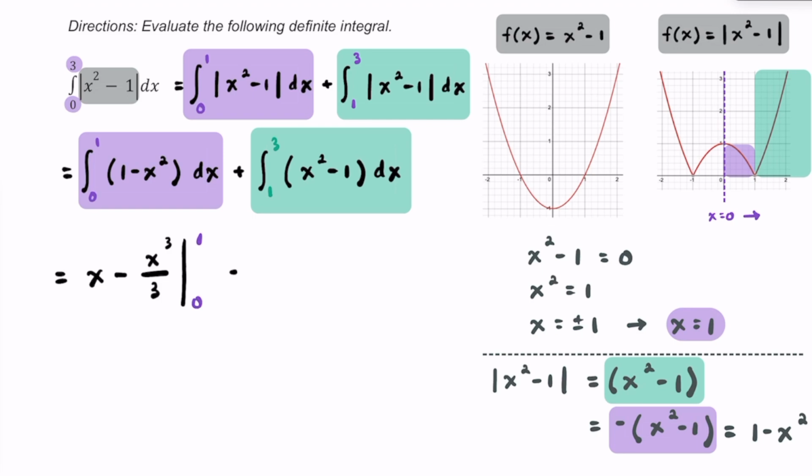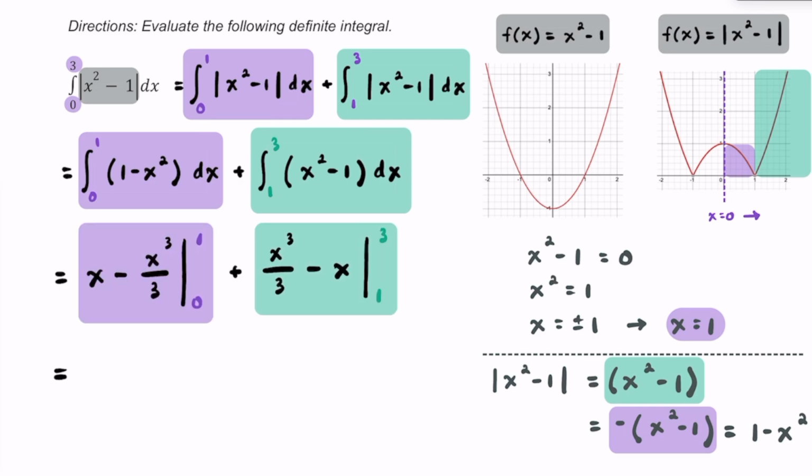Then for the second one, let's integrate this part and say we're going to add 1 to the exponent. So that's going to be x cubed, over 3. Divide by that same power. And then it's going to be minus x here. And let's evaluate this part from 1 to 3, the rest of the way.